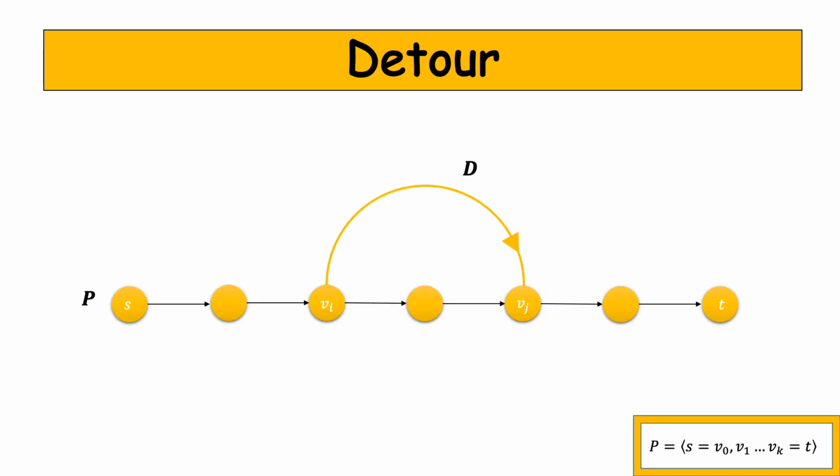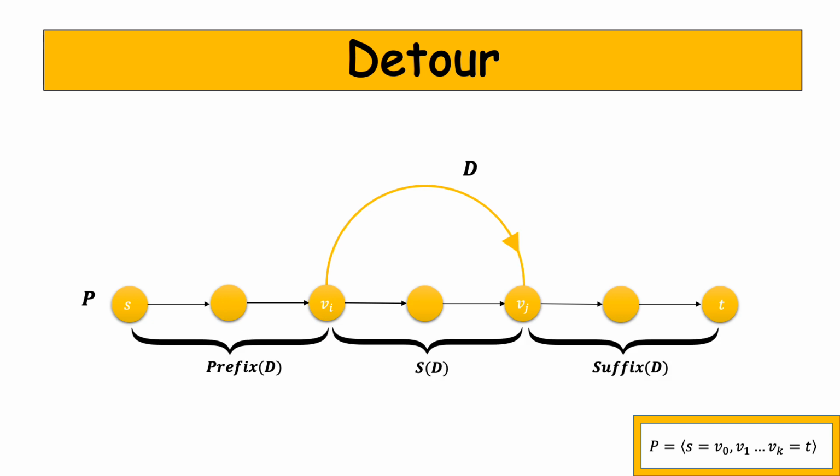Let's define the notion of a detour. Let D be a path connecting two nodes in the path P, in this case Vi and Vj. We say that D is a detour if its intersection with P is only the first node Vi and its last node Vj. Such a detour divides the path P into three parts: prefix D, SD, and suffix D.